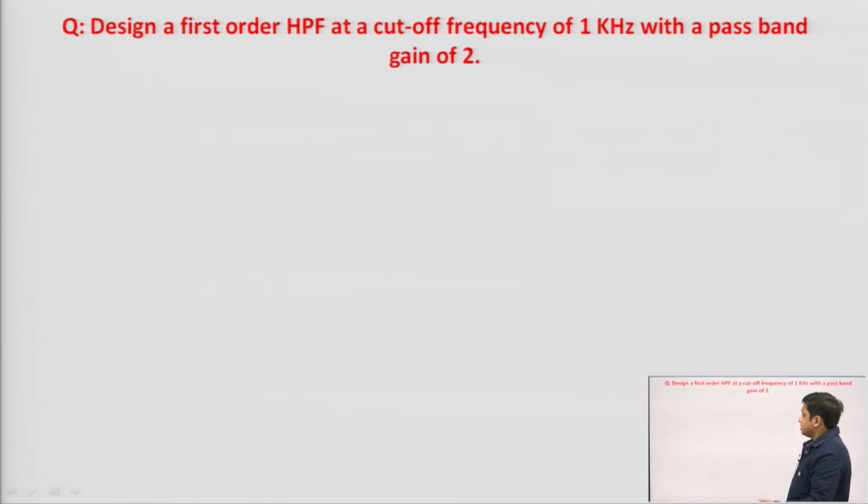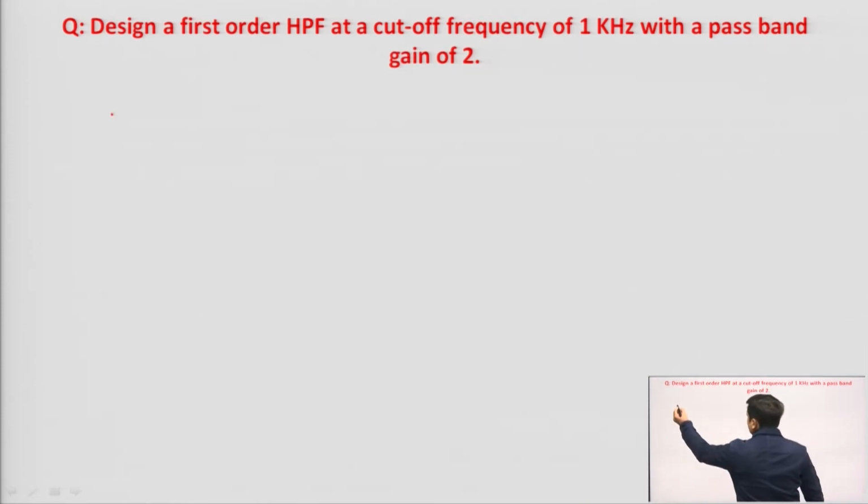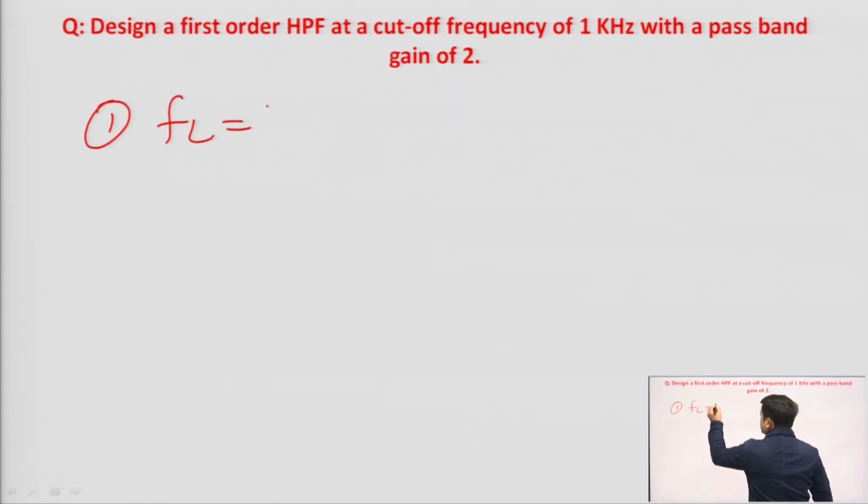So, this is the problem based on the first order high pass filter. We have to design a first order high pass filter at a cutoff frequency of 1 kilohertz. So, the cutoff frequency is 1 kilohertz, it is given in the question.